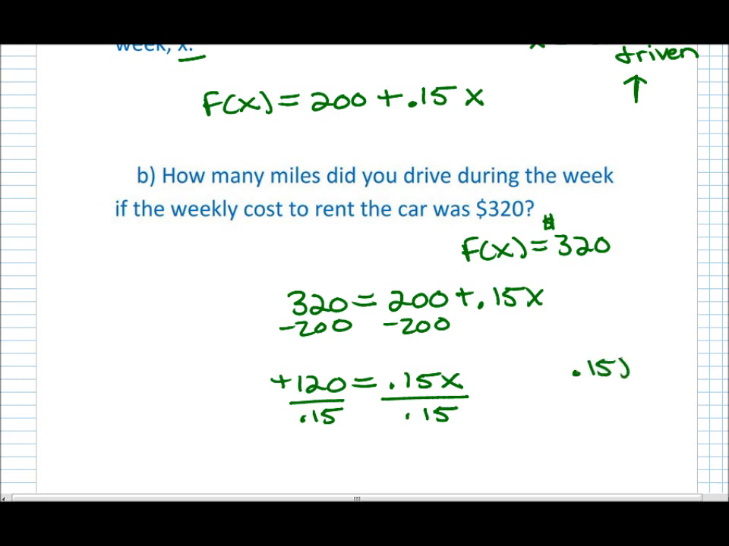And 0.15 goes into 120 eight hundred times. So basically, you would have 800 miles that you drove.